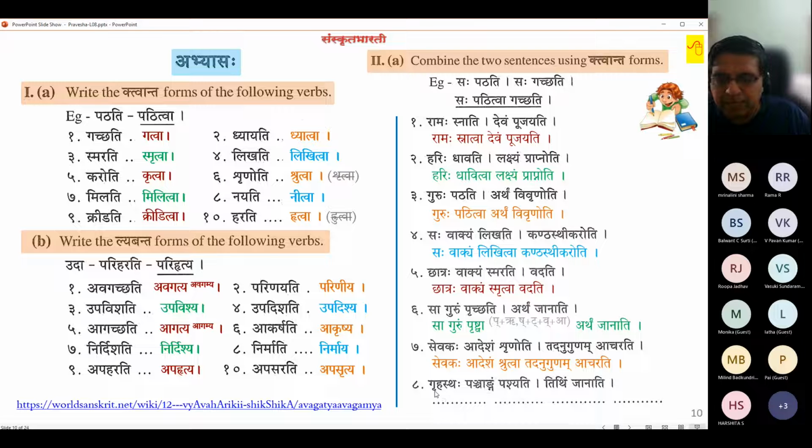Grihastha. We should not say grahastha. Grahastha means one caught by the planet, which means one who has bad omen, which is normally the case anyway. But anyway, grihastha panchangam pashyati tithim janati. गृहस्थः पञ्चाङ्गं दृष्ट्वा तिथिं जानाति. Drishtva, brilliant, brilliant. Drishtva, not pashtva or something like that. Okay, drishtva. So grihastha panchangam drishtva tithim janati.